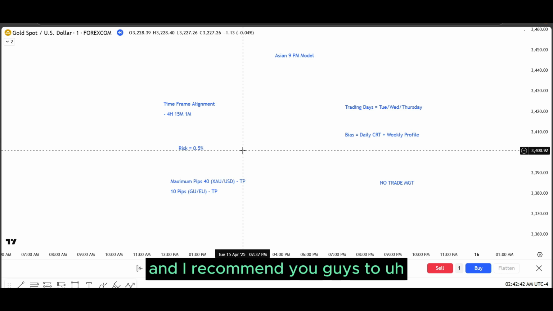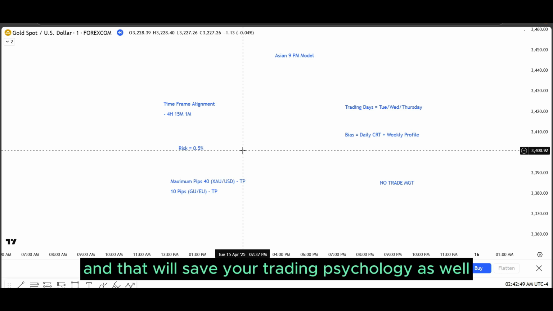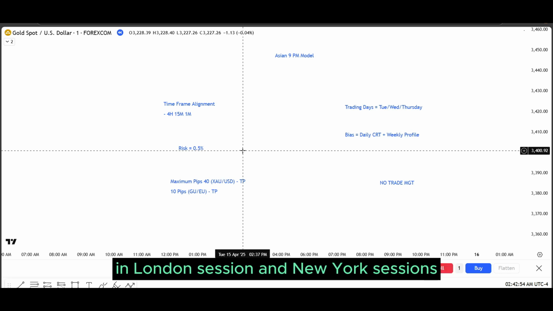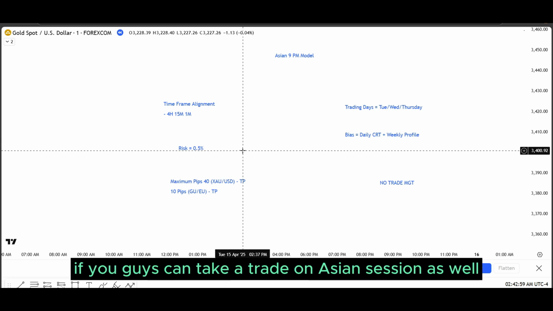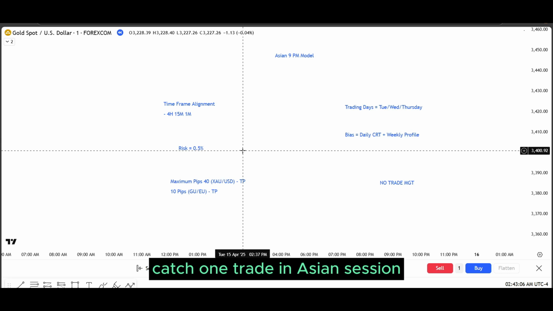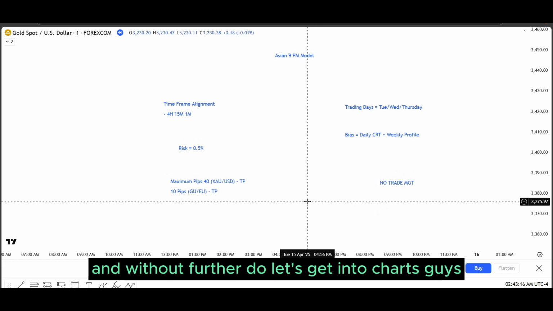I recommend you guys to stay with quick ins and outs, so that will save your account and your trading psychology as well. Most of the time people are trading in the London and New York sessions. So if you can take a trade in the Asian session as well, and you limit yourself to 3 trades per day, you can catch one trade in Asian session, another in London and another in New York. Simple as that, guys. You can just pass a funded account. And without further ado, let's get into charts, guys.